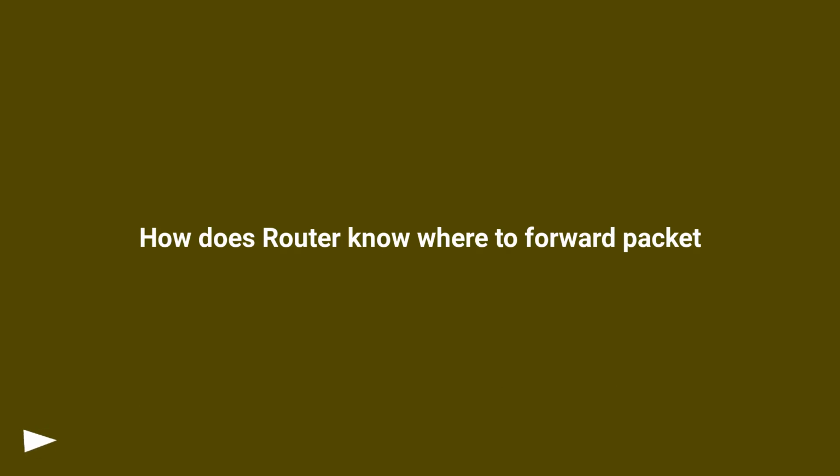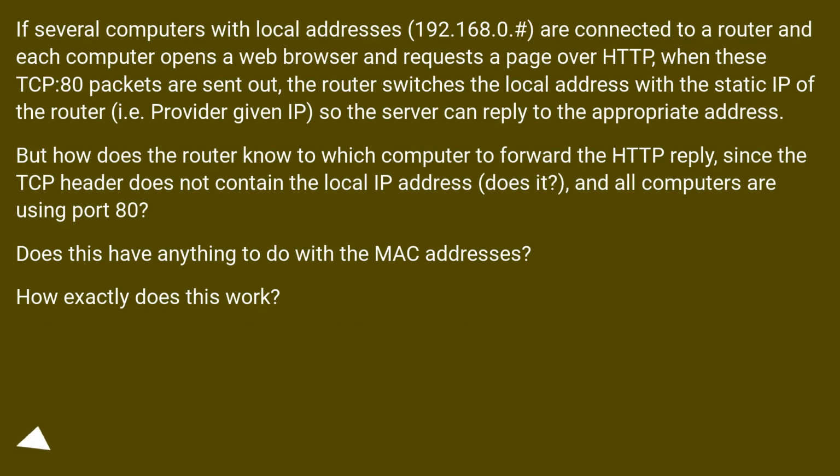How does a router know where to forward a packet? If several computers with local addresses 192.168.0.x are connected to a router and each computer opens a web browser and requests a page over HTTP, when these TCP port 80 packets are sent out, the router switches the local address with the static IP of the router, i.e. the provider-given IP, so the server can reply to the appropriate address.